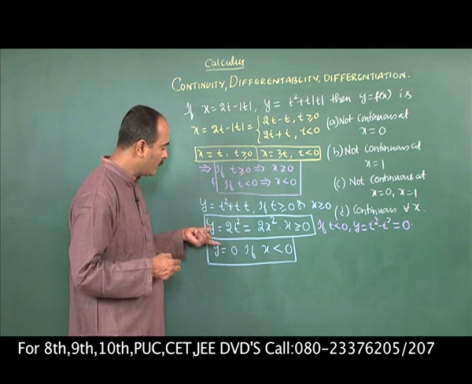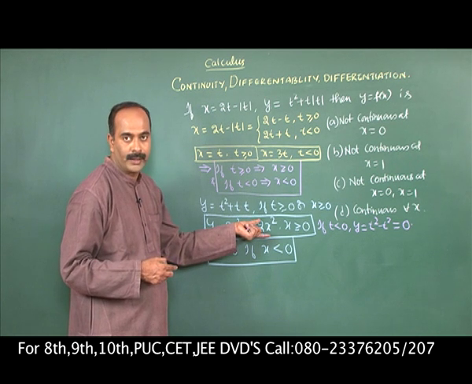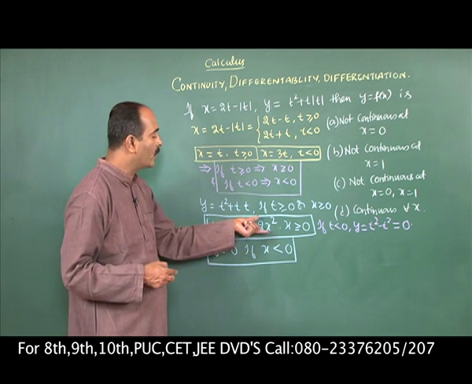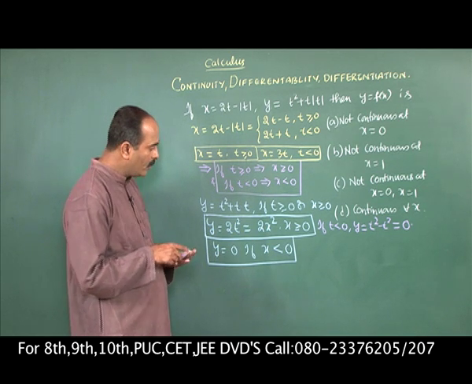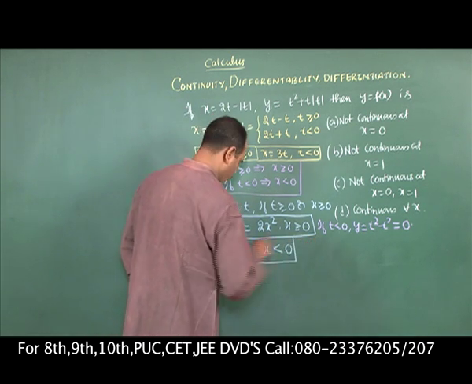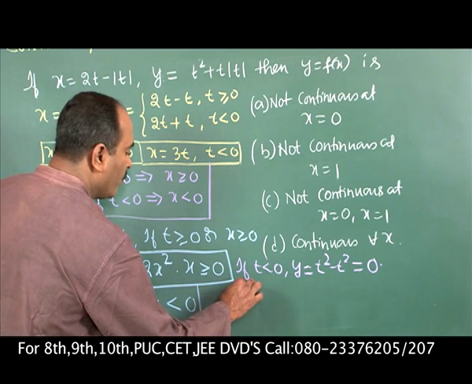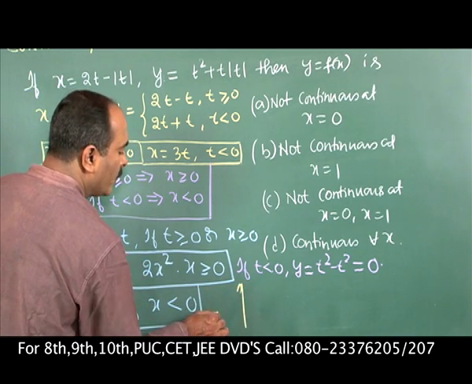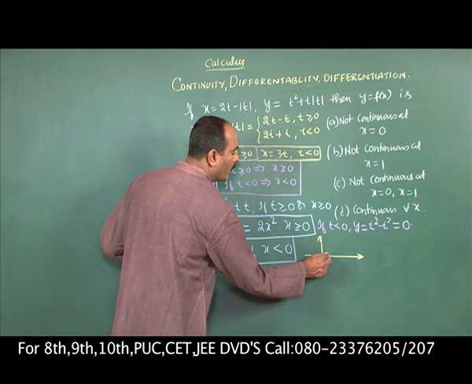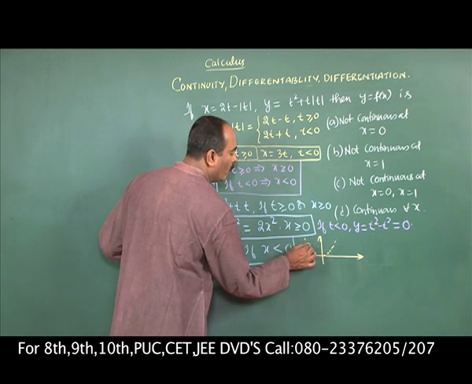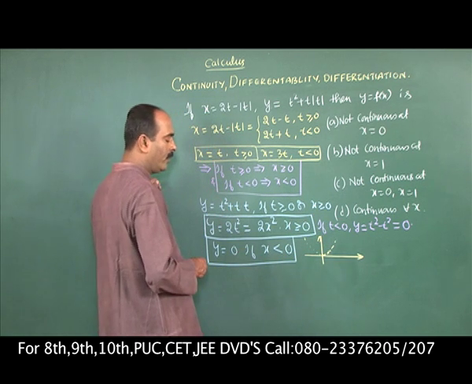So we got the relation between y and x directly. So f of x is 2x square when x is positive, 0 if x is negative. Now let me draw the graph of it. It's a very simple graph now. Concentrate properly. See here, y is equal to x square is a graph like this. y is equal to 2x square also should be similar to that.